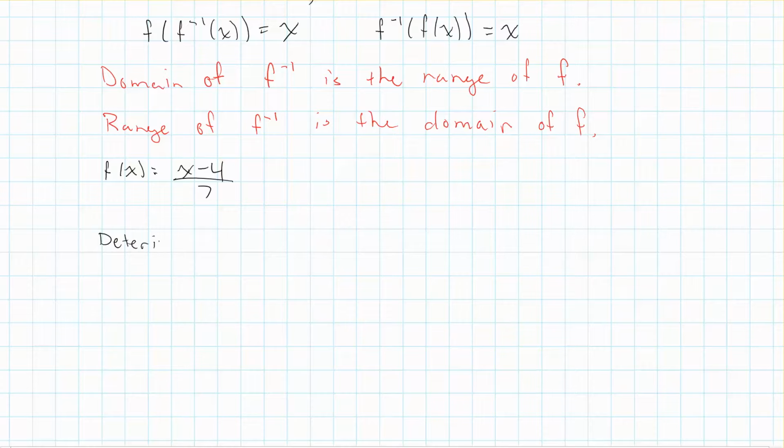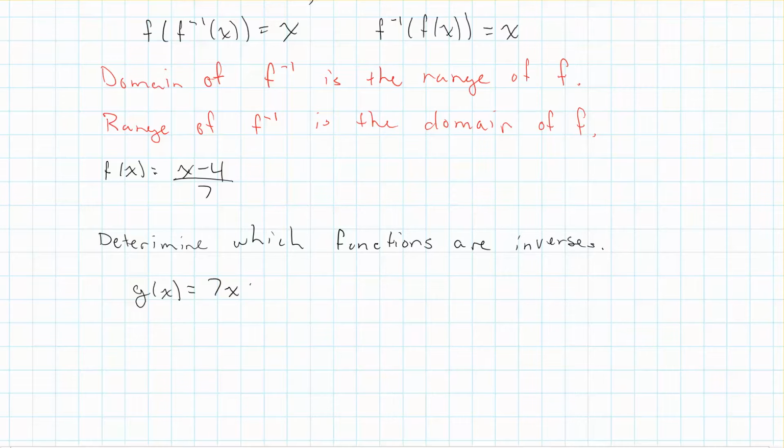Determine which functions are inverses. So I have g of x is equal to 7x plus 4, and then h of x is equal to 7 over x minus 4.